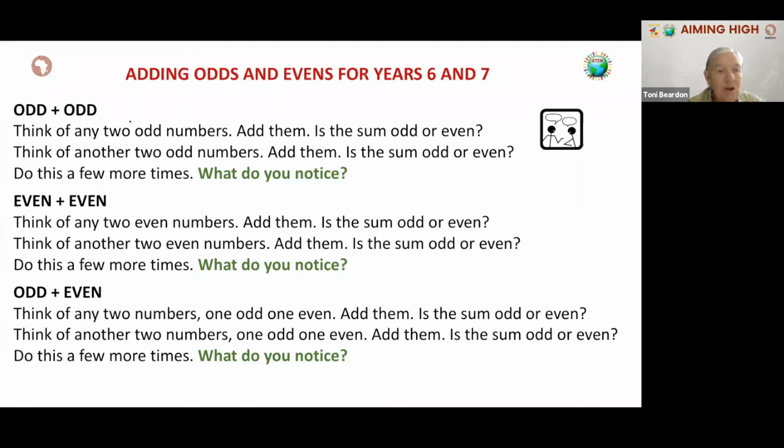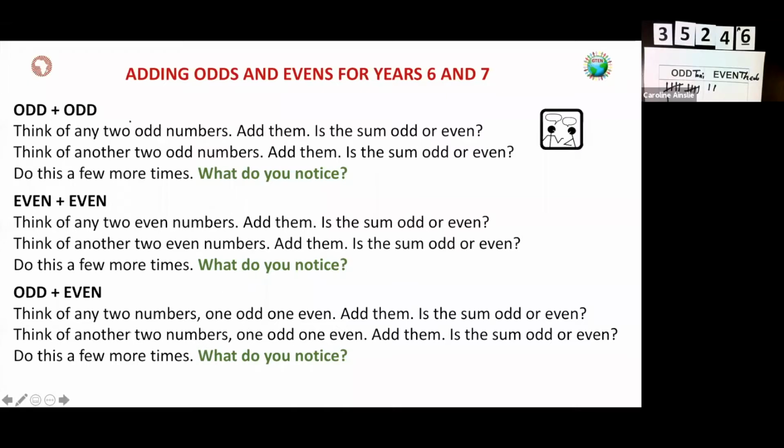We want you to note on the chat what you notice. Do you notice anything about adding two odd numbers? And if you're not sure, try another couple of odd numbers and add them and see whether the sum is odd or even. And you see, if Caroline adds 3 and 5 there, the two odd numbers that she's had on those cards, you get 8, which is even. What do you notice? And if you think it might be a really obvious question, it's not too obvious. Think about what your learners would notice and say what they would say.